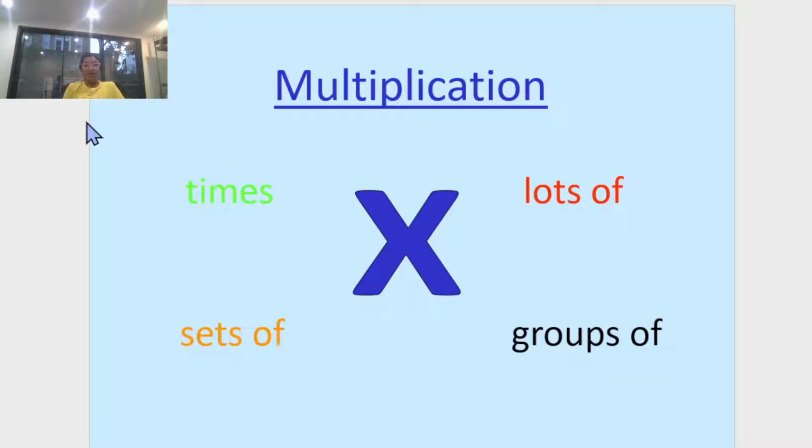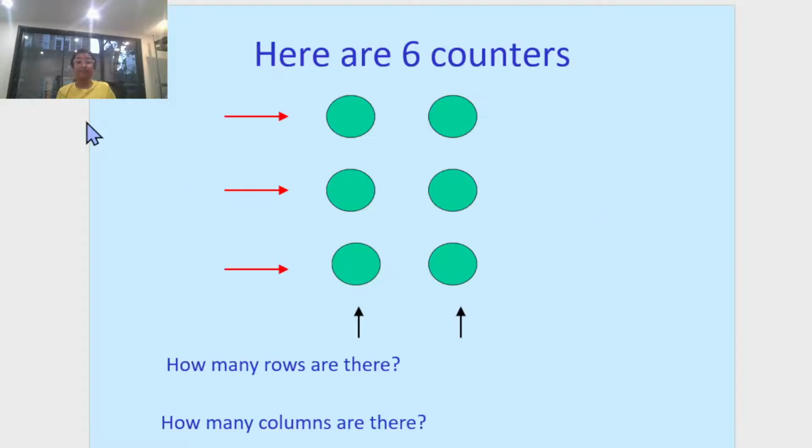Multiplication means times, lots of, sets of, groups of. But I didn't put product in there. Product means the number multiplied by the number. So not what multiplication means, the answer of multiplication. That's what product means. This is what I meant by counter multiplication. We are going to do about, I'm not sure, 6 or 7 of these scenarios, then get on to some word problems.